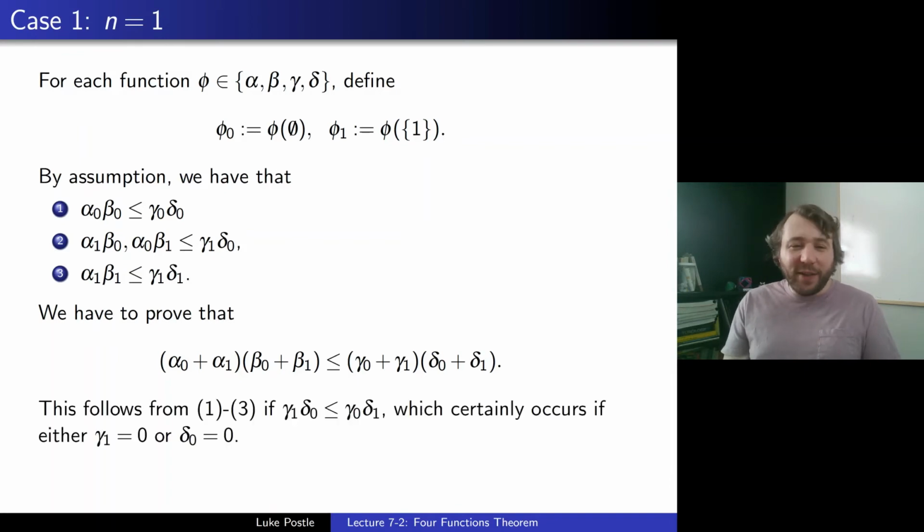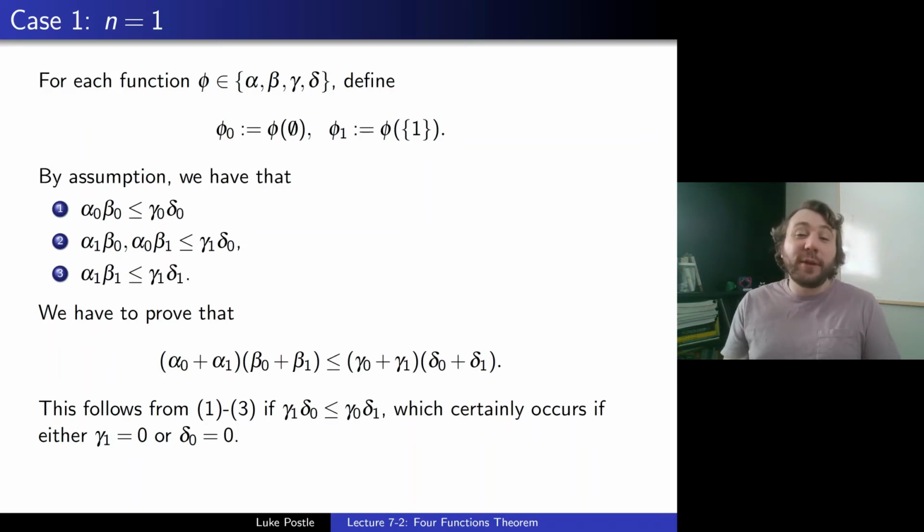So why do I say all that? Well, this would mean it would follow from 1 to 3 if you actually knew that the term we get to use, gamma 1 delta 0, was at most gamma 0 delta 1, then it would just follow because you'd match up all the terms. And we'll point out that that certainly occurs if either gamma 1 is 0 or delta naught is 0. In that case, those middle terms don't really apply, and so everything just works out.